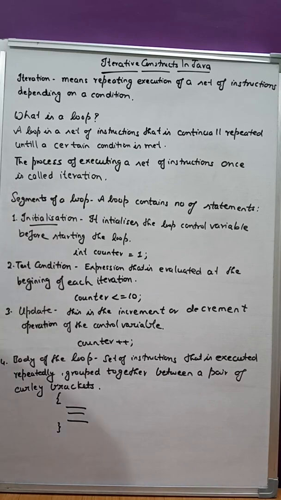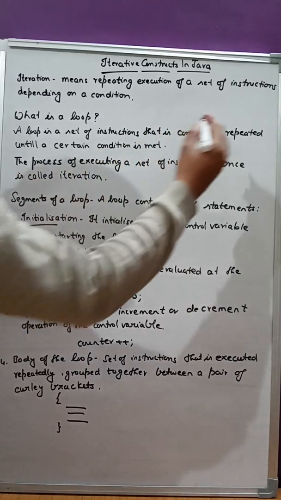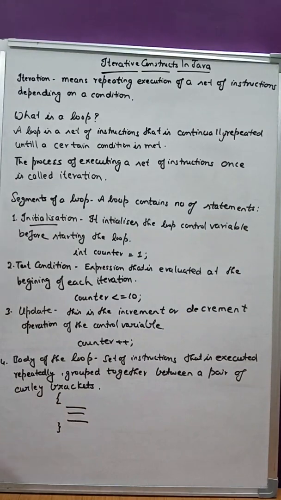Now the next thing that comes to mind is, what is a loop? This is the very basic concept in iterative constructs in Java. A loop is a set of instructions that is continually repeated until a certain condition is met. So a loop has a set of instructions inside it, and if that set of instructions has to be repeated more than one time based on a particular condition, that thing is called a loop.